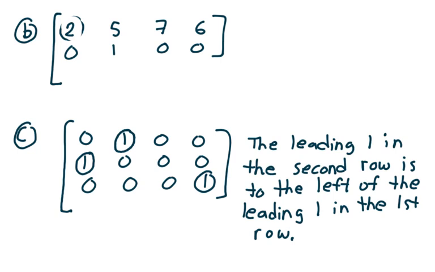Okay, that'll conclude this video. This is section 1.2 in a linear algebra class, and we went over the definition of what it means for a matrix to be in row echelon form and looked at some examples.